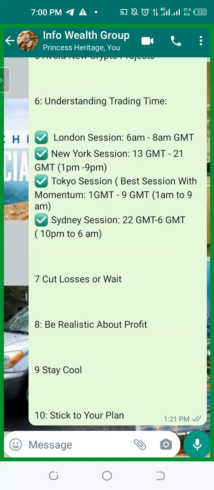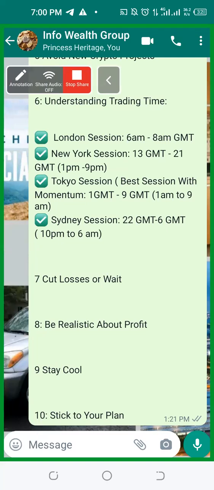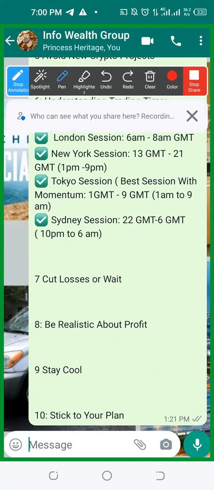But from research and from experience, the Tokyo session is one of the best times to enter into trade. Now, let me go to the next thing you need to learn when you want to engage in trade. Sometimes when you are engaged in trading, you have 2 options: to cut losses or to wait. Sometimes you enter into a trade that is too slow, it's taking 1 week, 2 weeks. I have done it several times since 2021.